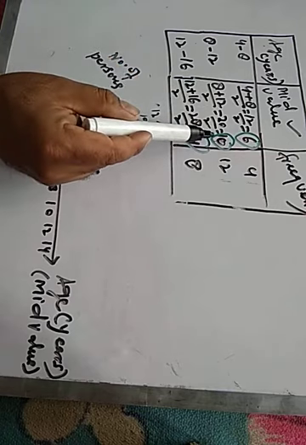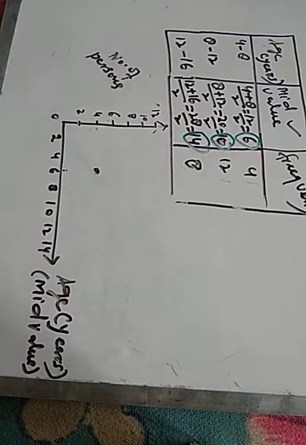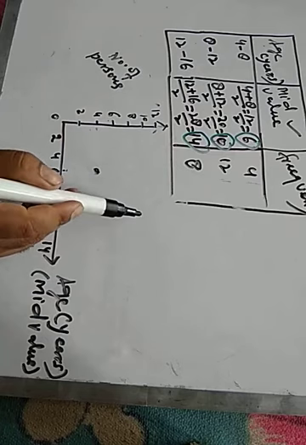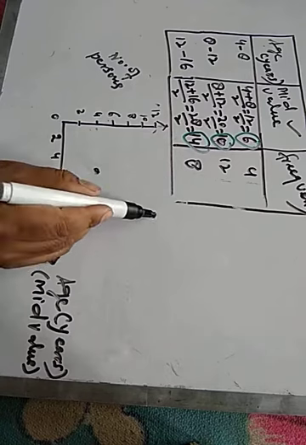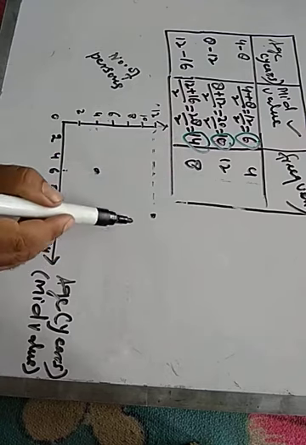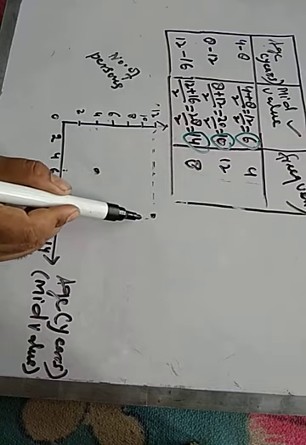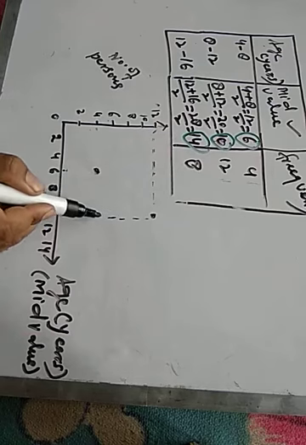For this mid value, which is equal to 10, which is the mid value of this class interval 8 to 12, this is the mid value and its frequency is 12. This is the frequency equal to 12, and on horizontal axis this shows the mid value of the variable.